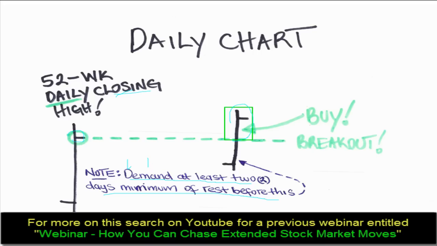That's how you know that the stock has had enough time to rest and it is about to break out again and continue moving higher. So wait for those 2 days of rest on a daily chart.